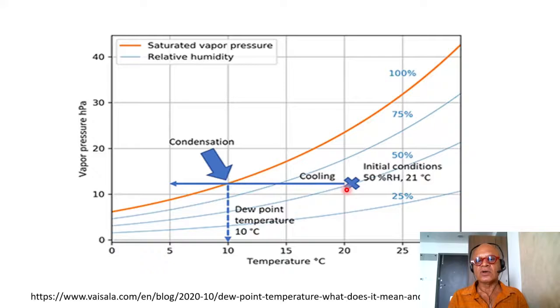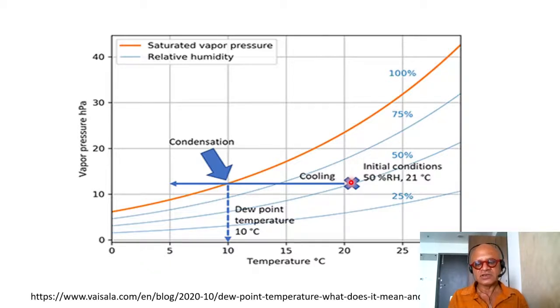But if you start here with initial conditions at 50% relative humidity and 21 degrees centigrade, then you can cool it and reach condensation or saturation vapor pressure at 10 degrees centigrade. So dew point temperature in this case is 10 degrees centigrade, because if you cool it, it's going to condense into dew. Okay, so relative humidity here is specific humidity divided by saturation humidity. So at any given temperature, when you say 50% relative humidity, that means it has 50% of the saturation level at that temperature. Okay, at 21 degrees centigrade, the saturation vapor pressure is here, and you are at 50% of that.